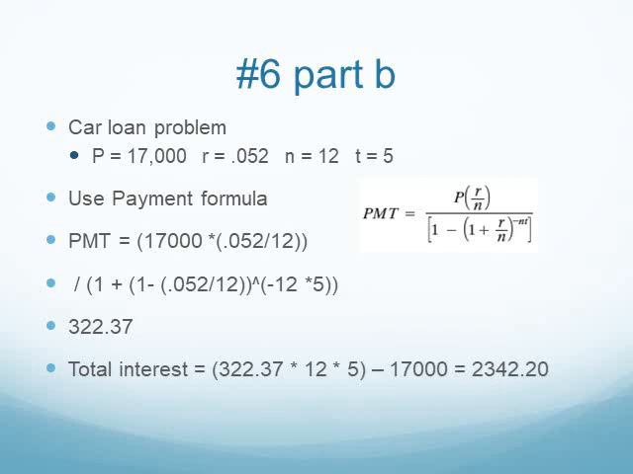Now the total interest, again, I have to find the total amount I paid for the car and take away that principal. So go ahead and multiply by the number of months in a year, by the number of years, and that's my monthly payment, and then subtract the cost of the car, giving me a total interest of $2,342.20.